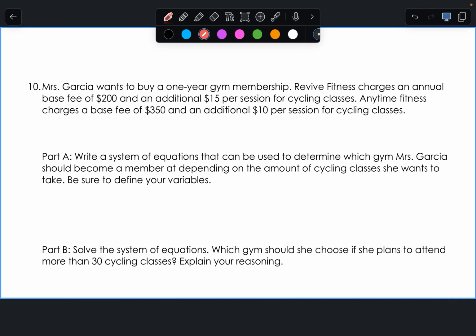How would you be able to recognize that? What words do you see here that tell you it's in slope-intercept form? When you see that word per, each or every, that tells you that there is a what? Starts with an S. Slope. You see a slope, write it in slope-intercept form. Y equals. Okay? There's 2 different equations. There's a Revive equation and Anytime. Okay? Let's go with the Revive equation.